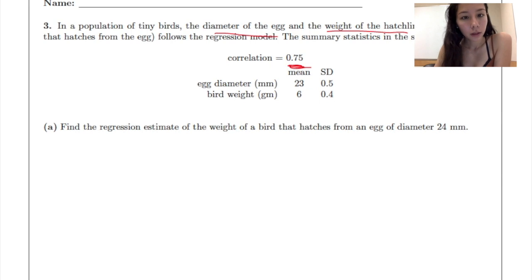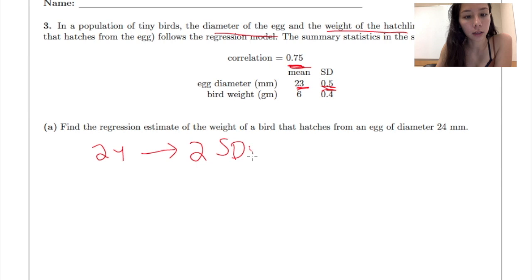So the egg diameter mean is 23 millimeters and the SD is 0.5. So if we think about it, 24 millimeters is going to be 2 SDs from the mean.